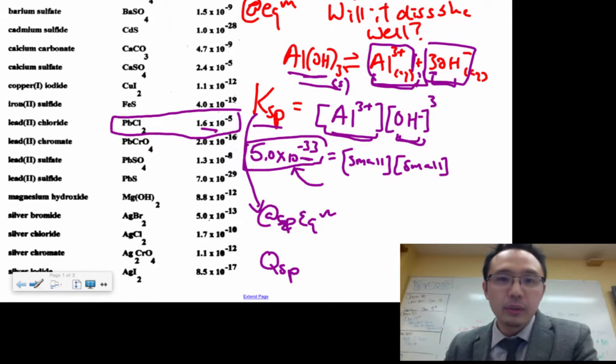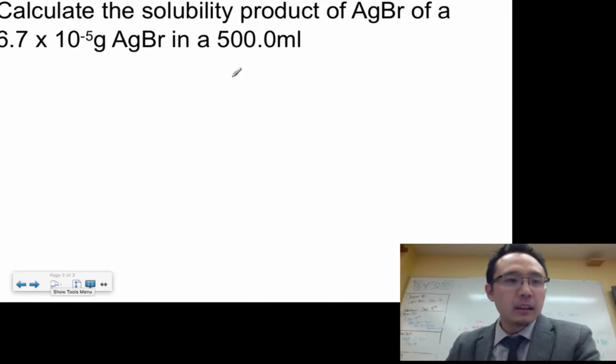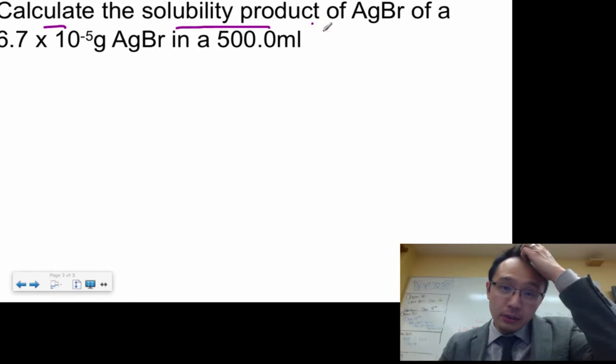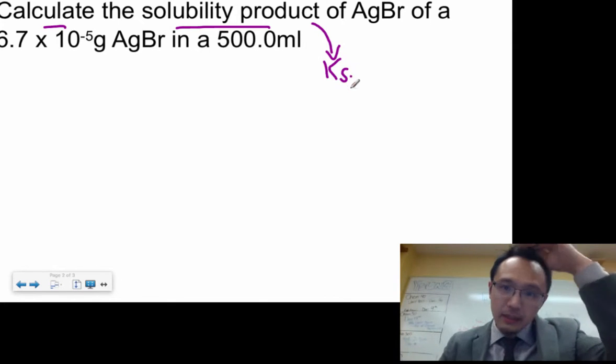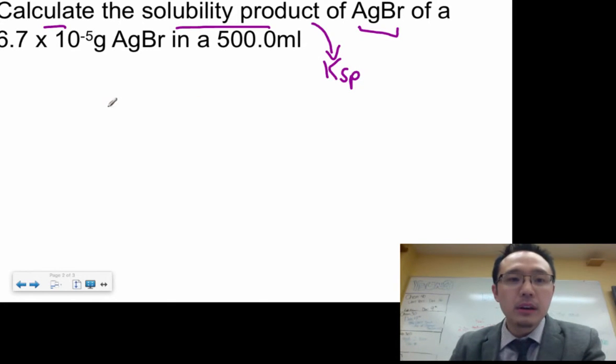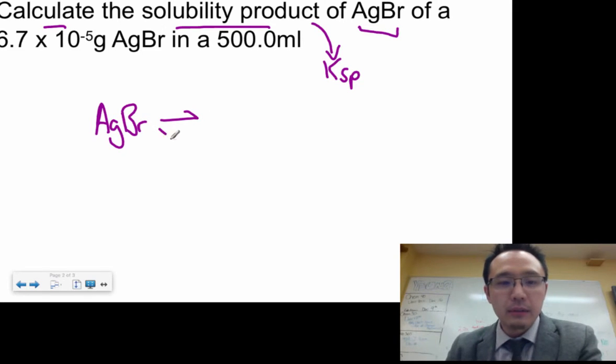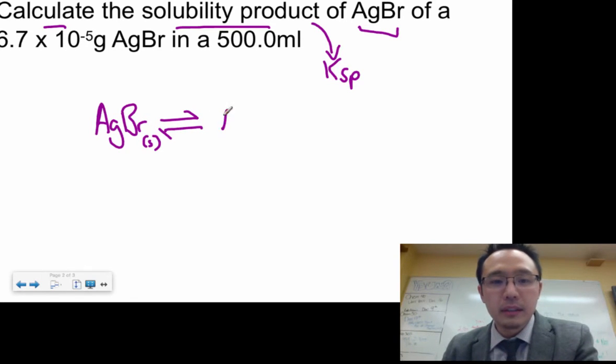So let's move on to an example here. The first one is: calculate the solubility product of AgBr. Solubility product, that's your KSP. Let's write AgBr, and then let's write the dissociation. So this is going to be Ag plus, so it breaks down into this, and then this is your Br negative. These are aqueous.